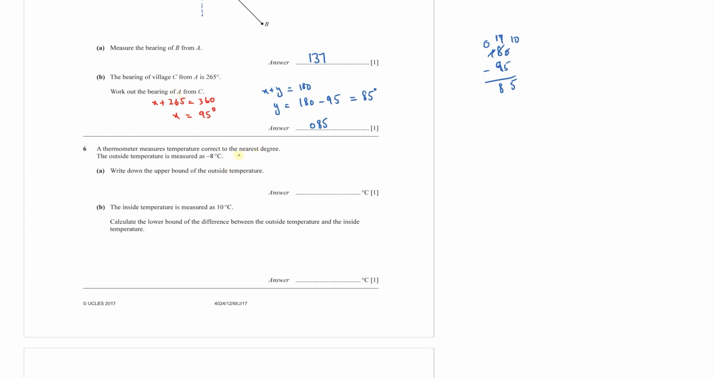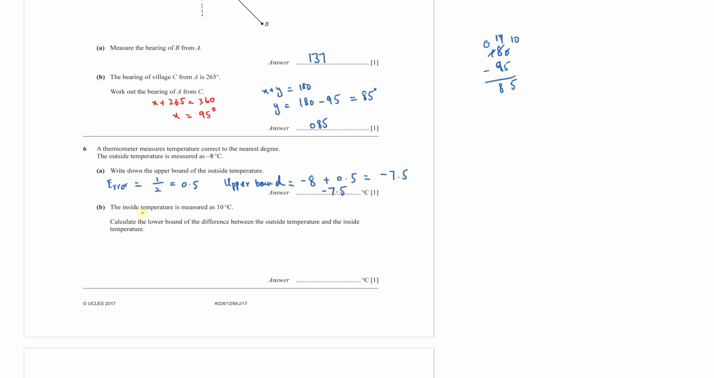Since you are measuring to the nearest degree, the degree of accuracy is 1 degree. So the error is 1 over 2, which is 0.5. Now, since you have to find the upper bound of the outside temperature, you add the error value to the measured temperature. So your upper bound equals the measured value, which is minus 8, plus the error, which is 0.5. So you get minus 7.5. So this will be minus 7.5.